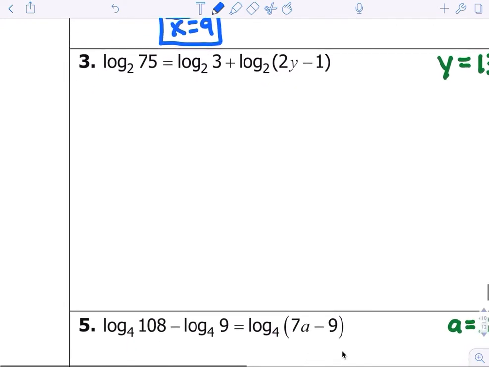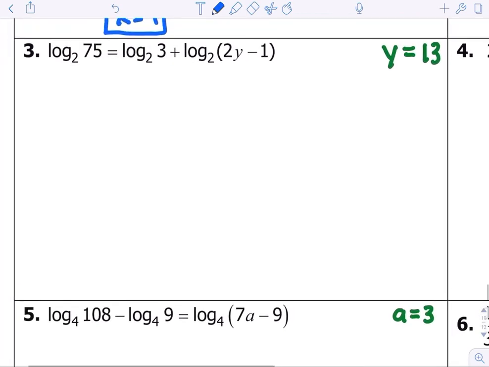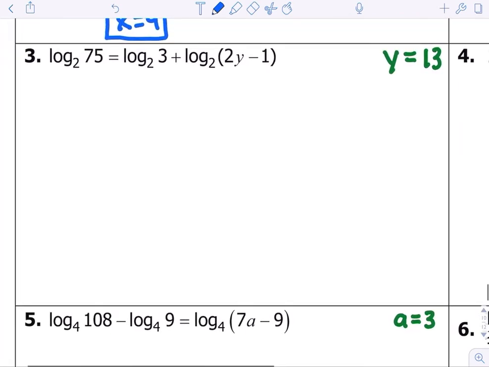All right, so number 3. Okay, so here's number 3. Now, remember, you guys try to get 1 log to equal 1 log. Now, this one has 2 logs, so let's combine it, this one and this one.